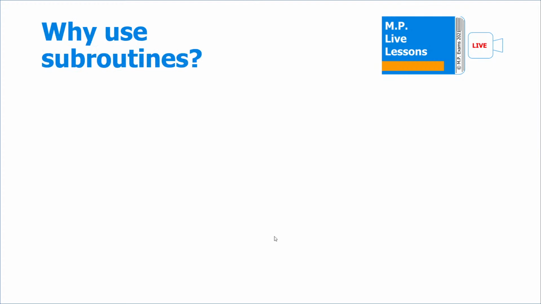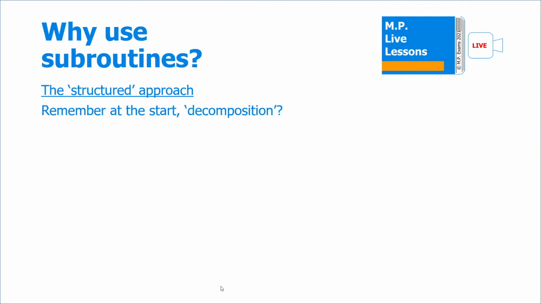Now, why would we use subroutines? Do you remember at the start the word decomposition, where we break down a problem into a number of subproblems? The good thing about that is we can have several subroutines, each with a different purpose, which are all clear. For example, you could have one subroutine to keep track of score or adding it. You could have another subroutine to keep track of a game that's going on or a sorting algorithm that's going on.